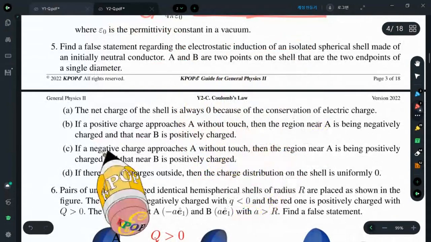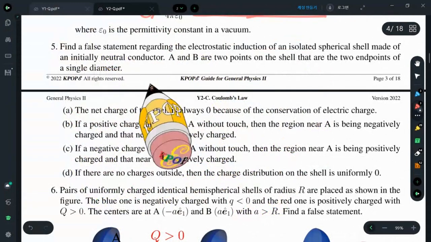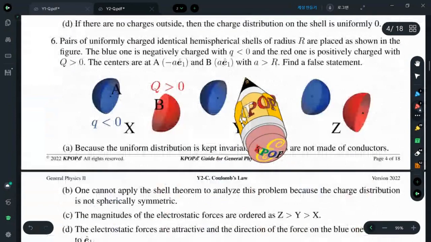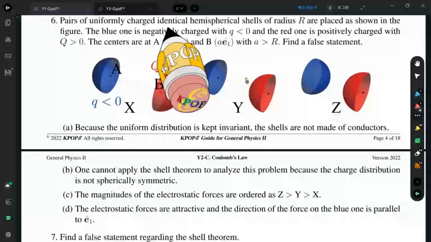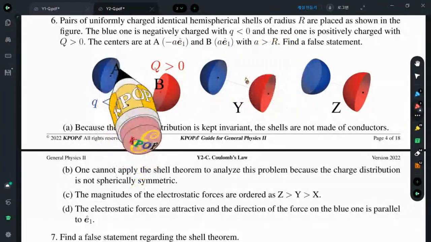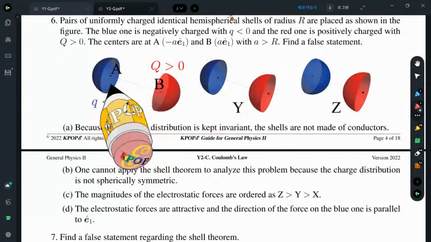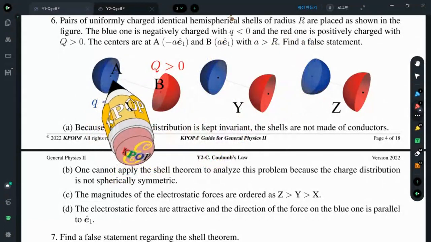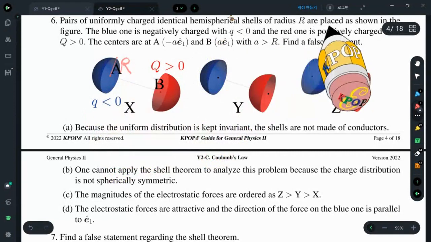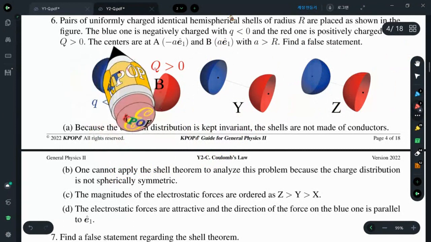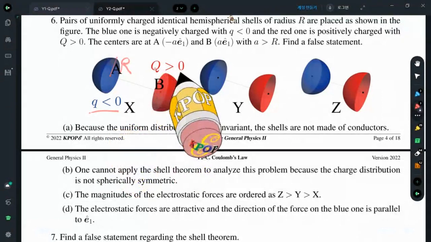Electrostatic induction. I hope you can review the original file for Y1. A pair of uniformly charged identical hemispherical shells, where a hemisphere means just one exact half of a sphere, so it is empty inside, of radius r, are placed as shown in the figure. The blue one is negatively charged and the red one is positively charged.